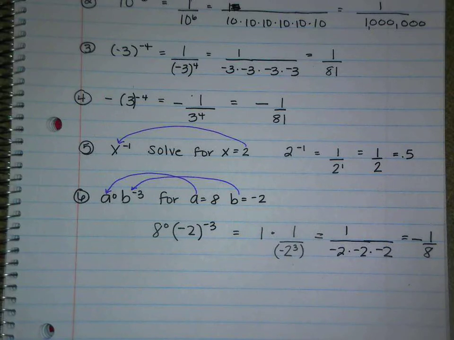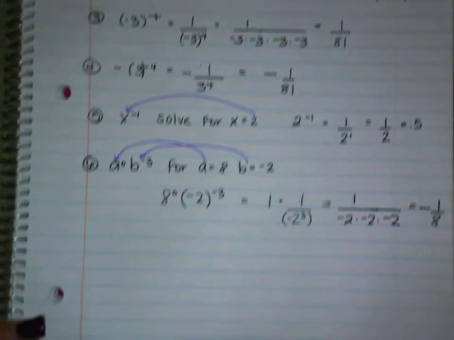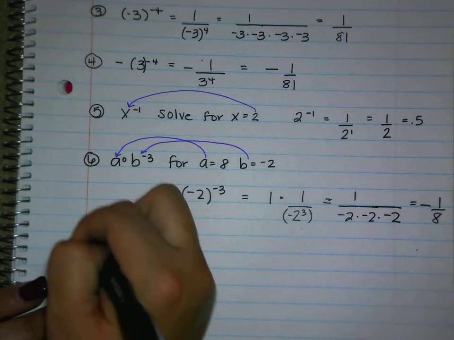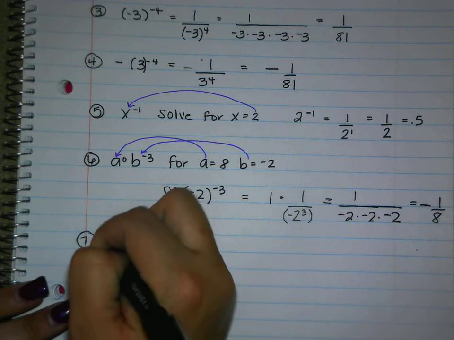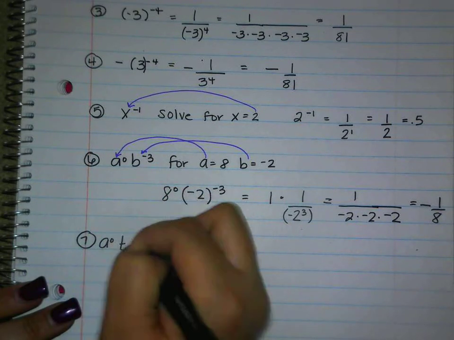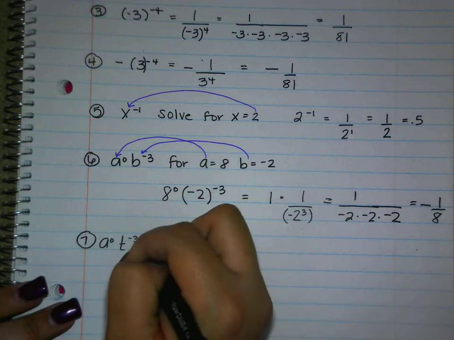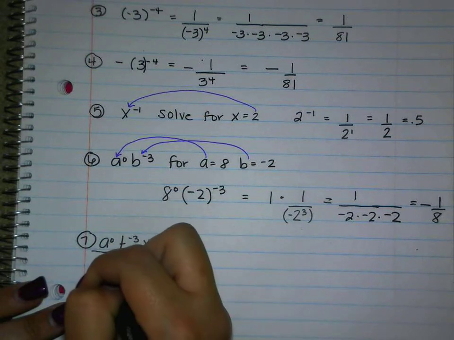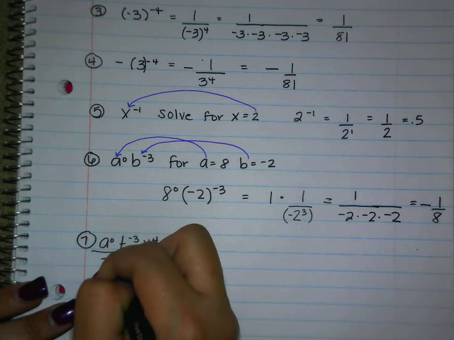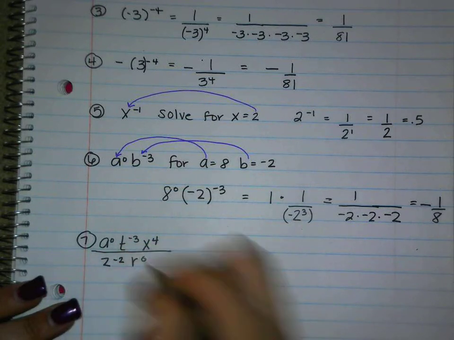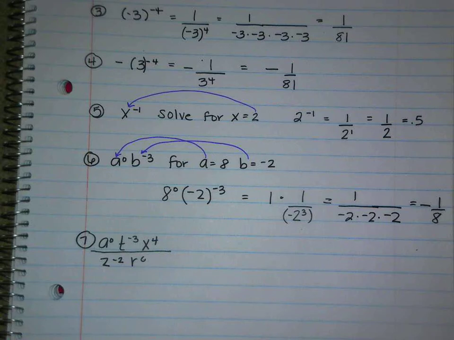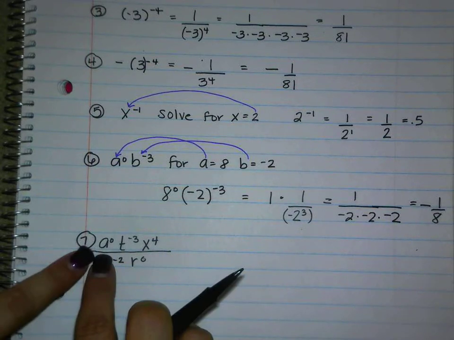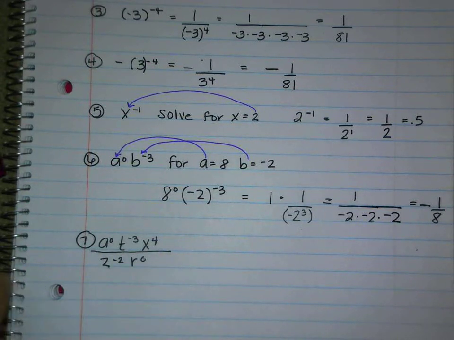Okay? And we're going to do one last one, and then you can get started on your homework. So we have a to the 0 power, t to the negative 3, so this one's going to be super crazy confusing at first, x to the 4th power, and z to the negative 2, r to the 0. Well, let's look at the top first. Okay, a to the 0, that's easy. I can turn that into a 1.